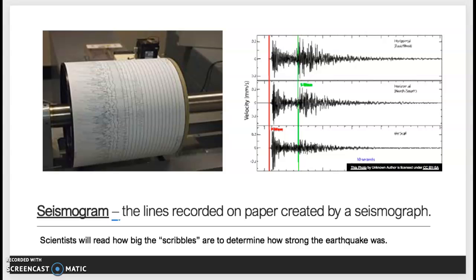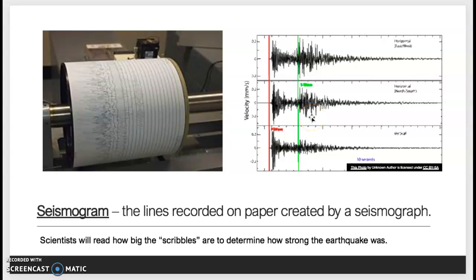The paper that comes out of the seismograph is called a seismogram. So record this definition as well. A seismogram is the lines recorded on paper created by the seismograph. It kind of looks like a scribble. You're probably thinking that it looks a little bit like a heart rate, or if you've watched crime shows, sometimes it looks like a voice recording, but those are very similar. They record vibrations. And that's exactly what the seismograph is doing. It's recording the vibrations of the ground. So the bigger the scribble, right, the stronger the earthquake.